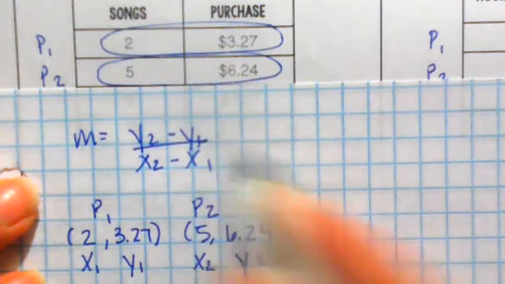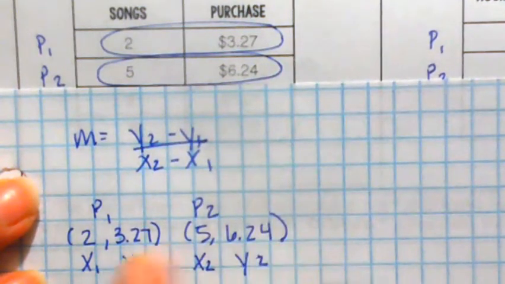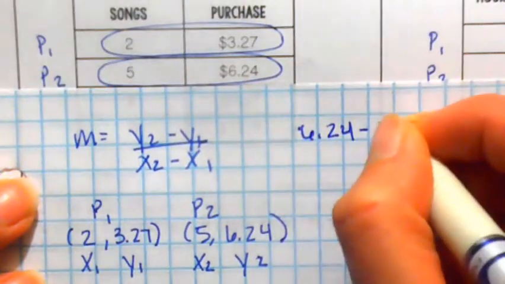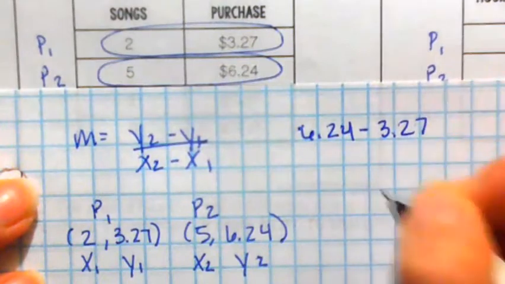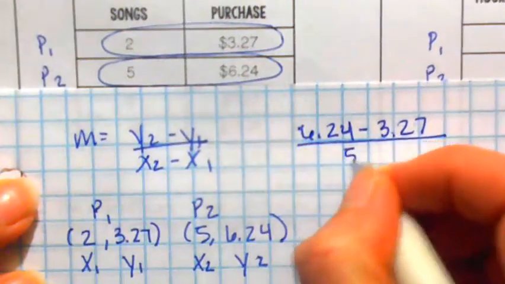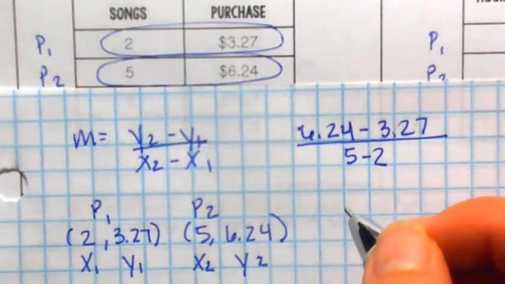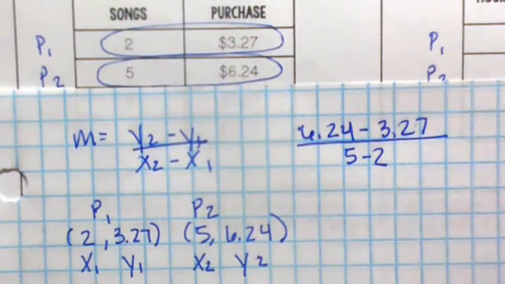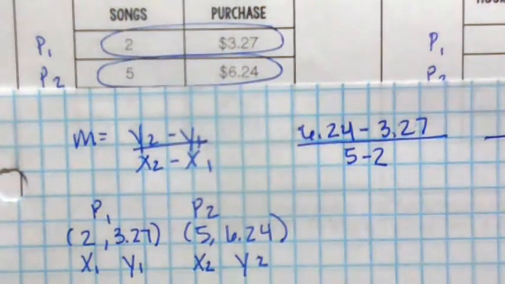Take those numbers and put them in the slope formula. So we have Y2 minus Y1: $6.24 take away $3.27, over 5 take away 2. At least I know that 5 take away 2 is 3. Let me grab my calculator really quick to do $6.24 take away $3.27. That's 2.97.